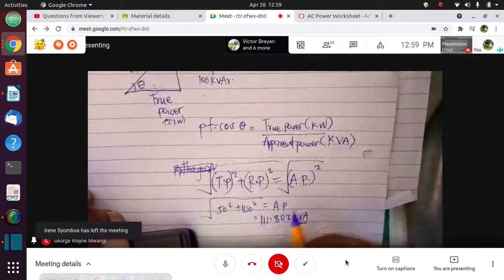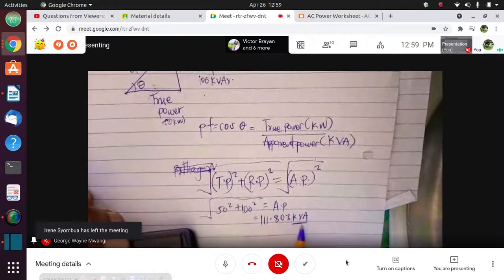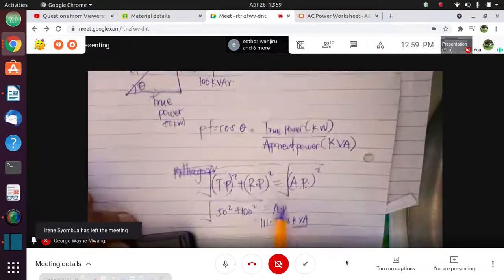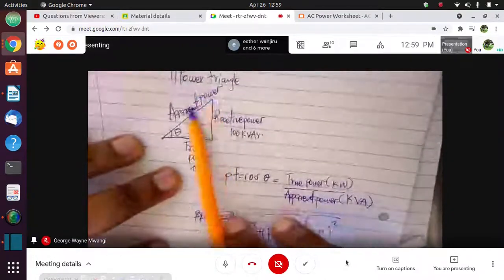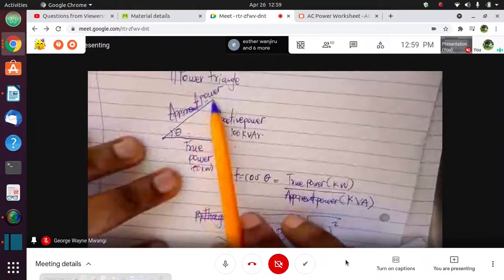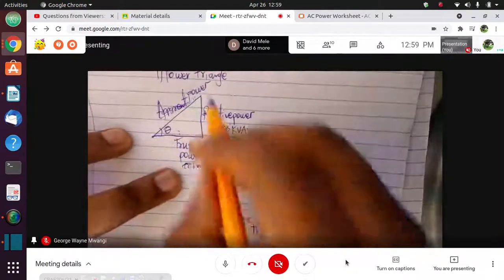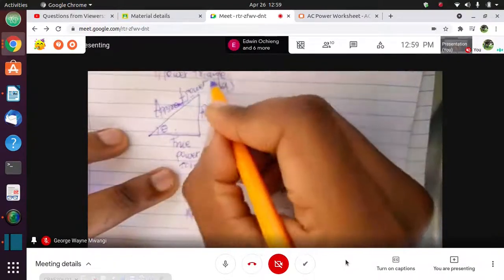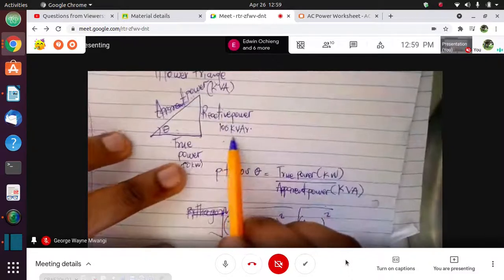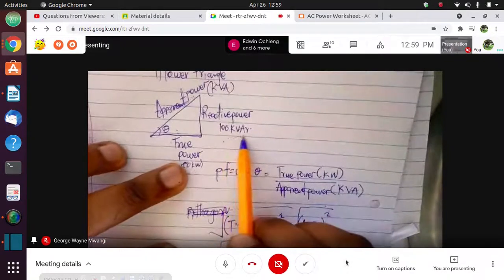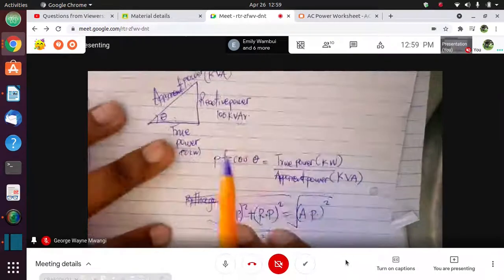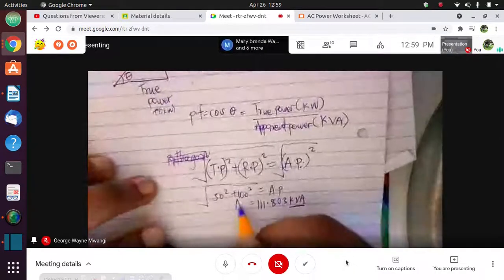I want you to please note these units. When you talk about power factor, if you are using power, then the true power is in kilowatts or watts. The apparent power is in kilovolt amperes or volt amperes, and then the reactive power is in kilovolt ampere reactive or volt ampere reactive. Those are the units. So that will give you the apparent power as 111.